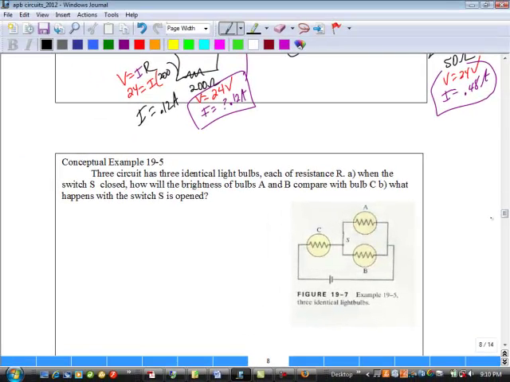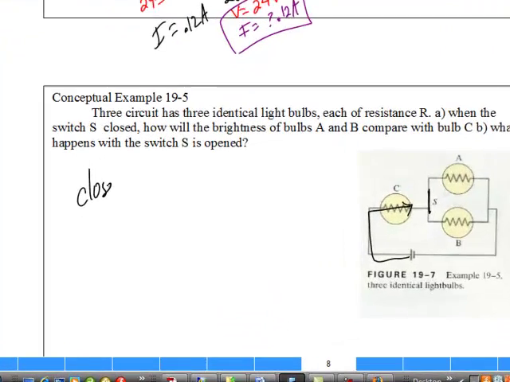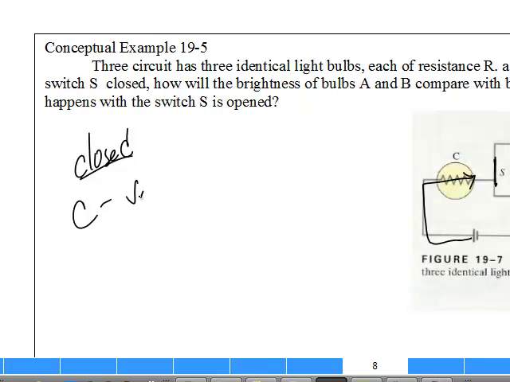The circuit has three identical light bulbs, each with resistance R. When the switch is closed, how will the brightness of bulbs A and B compare with C? What happens when the switch is open? Right now the switch is closed. Which light bulb is going to be brighter? If we follow along through the battery, does all of the current have to flow through C? The answer is yes. So when it is closed, bulb C will be very bright.